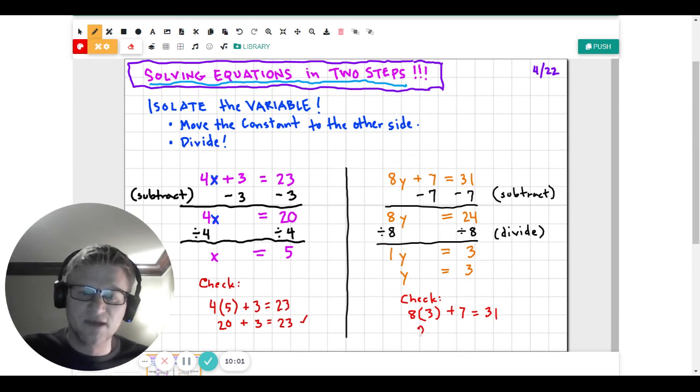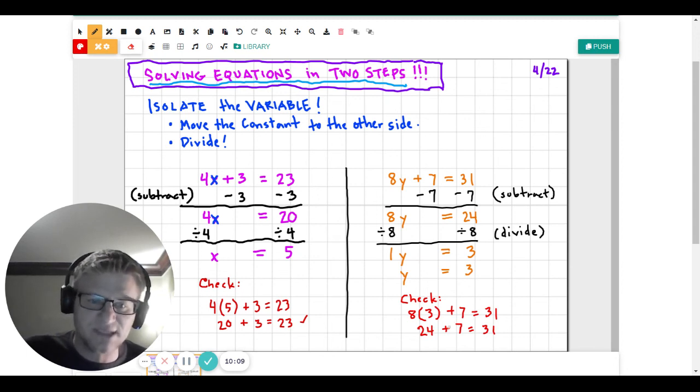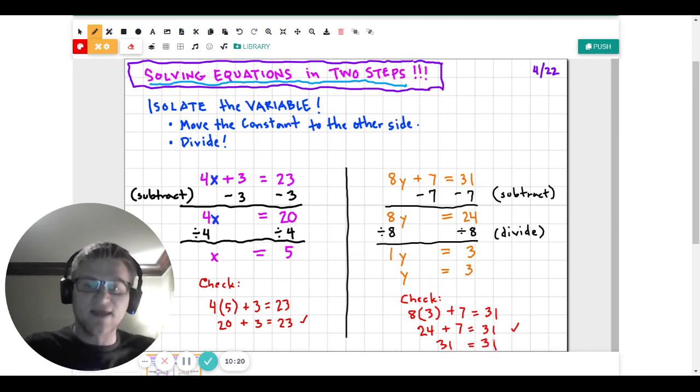8 times 3 gives me 24. 24 plus 7, does that equal 31? And if you're thinking math-wise, like 6 plus 24 would give me 30, plus 1 more would give me 31. So you say, yeah, that totally works. Like 31 equals 31, right? That's the whole point here. And then we got it. And that's a two-step equation.